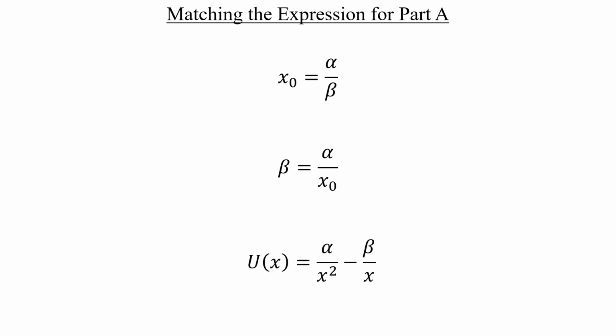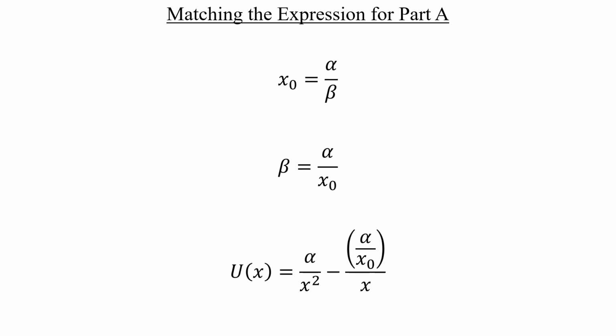Part A wants us to show that our potential energy function can be written into the form that was given earlier in the problem description. That form doesn't contain beta, so we'll need to start with the definition of x naught. I'm going to switch the places of beta and x naught, then grab our potential function so that we can plug in this definition for beta like this. Here's the result when you simplify that.